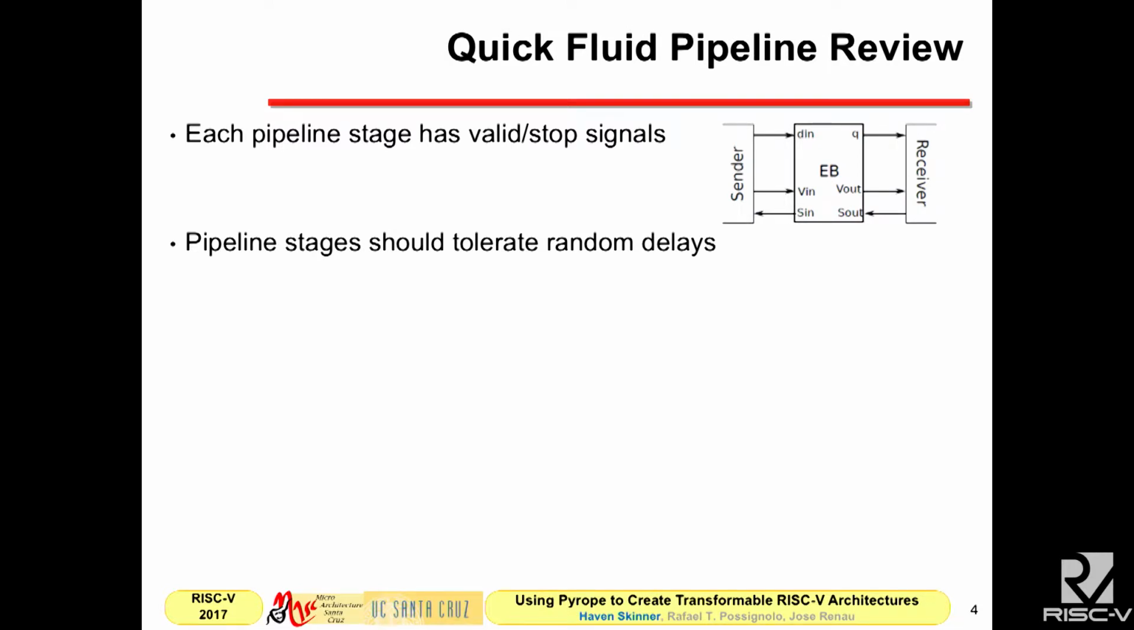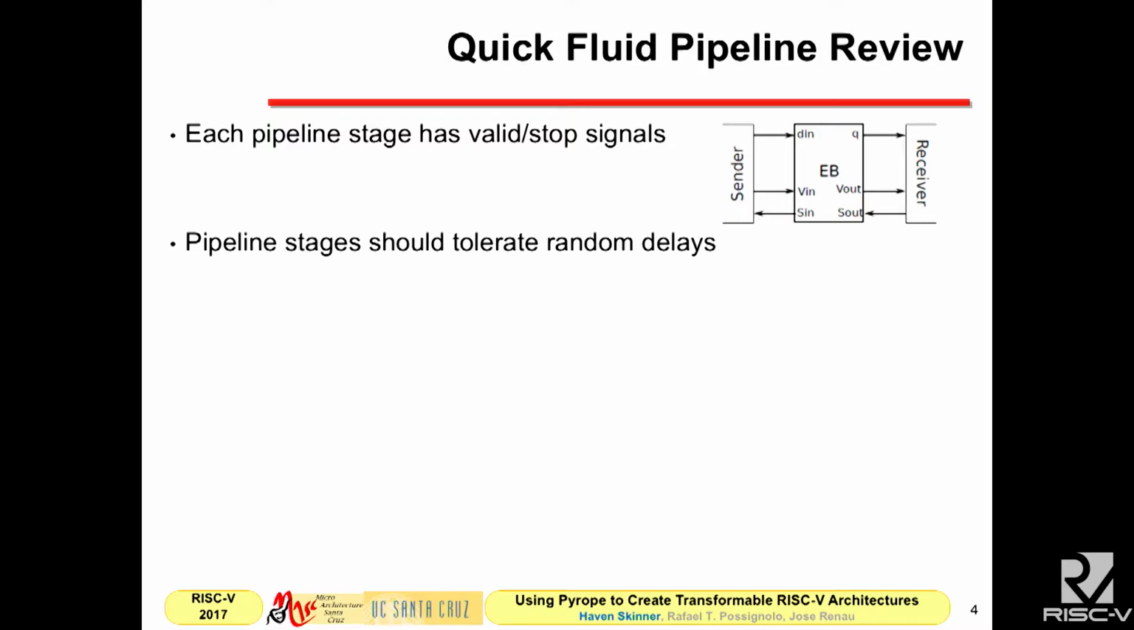But first, a quick background on fluid pipelines. They're a type of latency insensitive system. And so we put elastic buffers, depicted here, between pipeline stages as opposed to traditional clock synchronous registers. An elastic buffer has a data path, D and Q. It also has a valid control signal, which indicates when data is valid, and a stop signal, which travels in the opposite direction to handle back pressure.